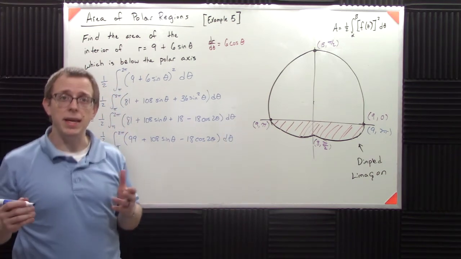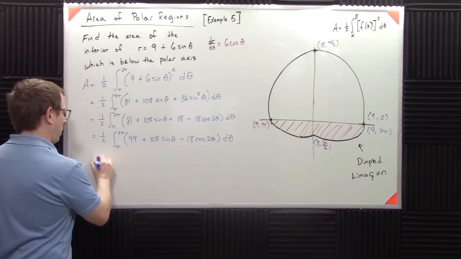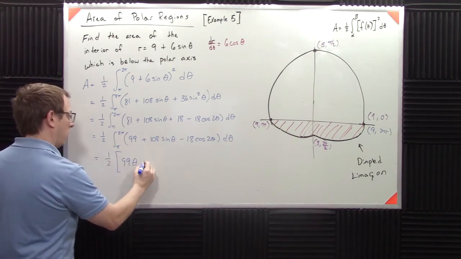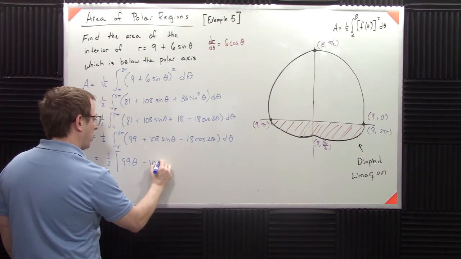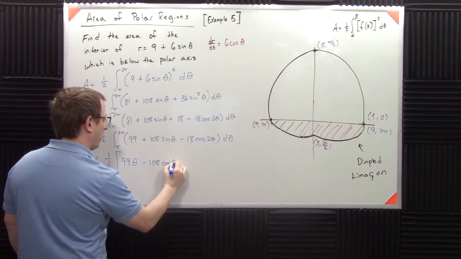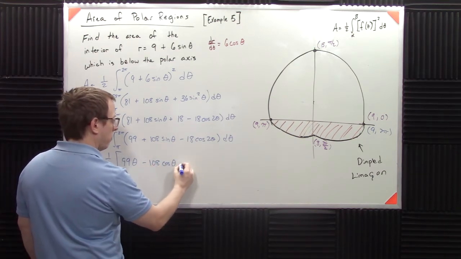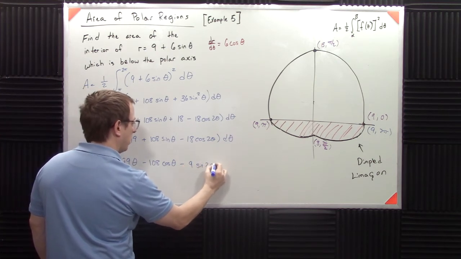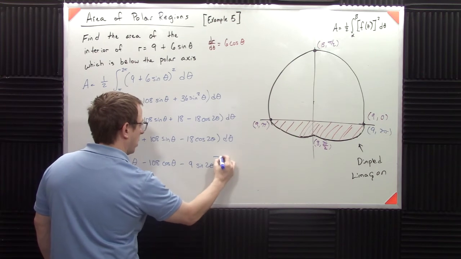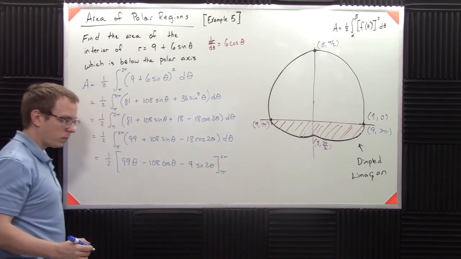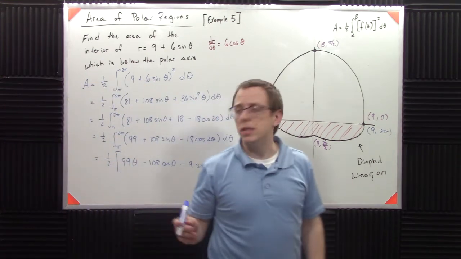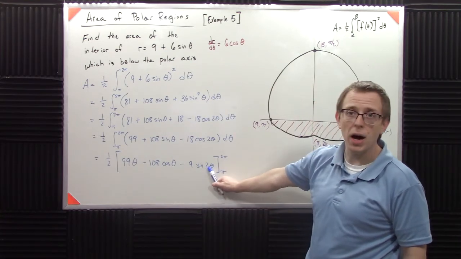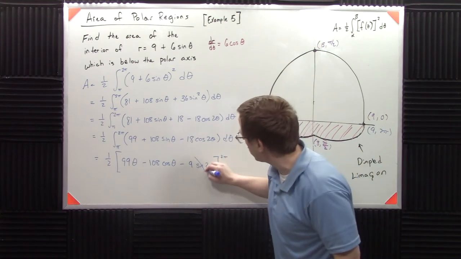Now we're ready to take the antiderivative. That's going to be 1/2 of 99 theta minus 108 cosine theta minus 9 sine of 2 theta from pi to 2 pi. Now the nice part is sine of 4 pi, which is what I plug in, and sine of 2 pi, this goes away. So this term doesn't even matter.